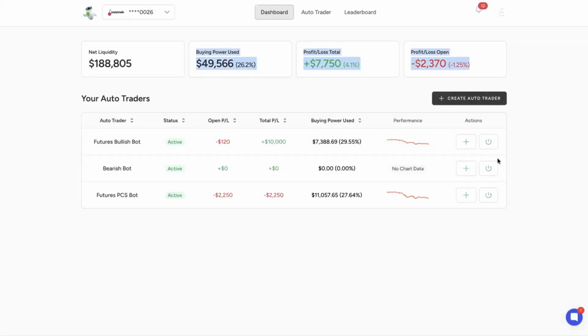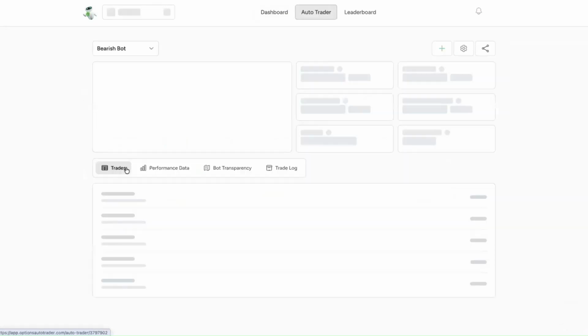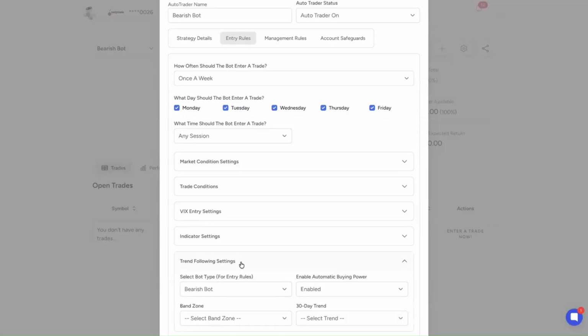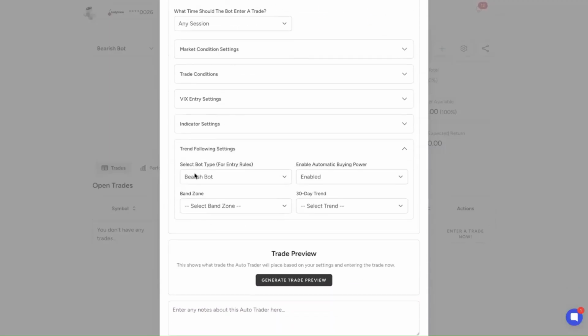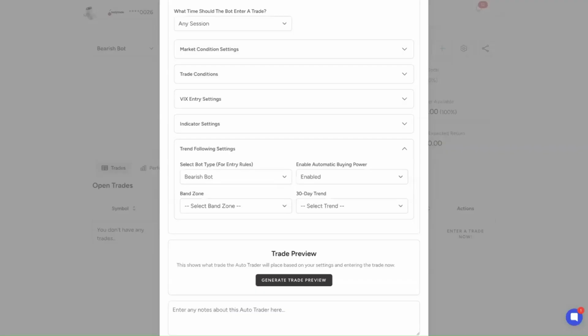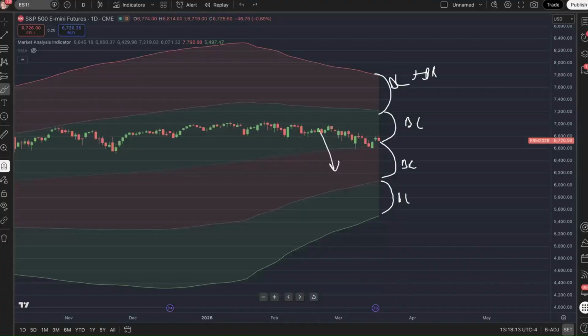if I come in here, this window gets in my way, Zoom takes over my whole laptop screen. Underneath entry rules, underneath trend following settings, we can enable the bearish bot. This is what enables the entry based on the indicator. But that's only one level of our strategy, entering based on where the market is. It's level number one. But there's a second phase for our strategy, which is how we allocate funds.